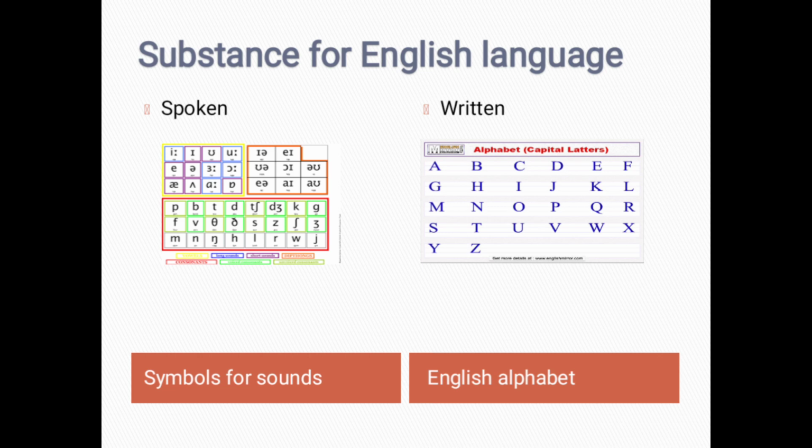Various sounds are the substance used in the spoken or oral form of language. Alphabet letters like A, B, C, D to Z are the components or the substance of the written form of language.